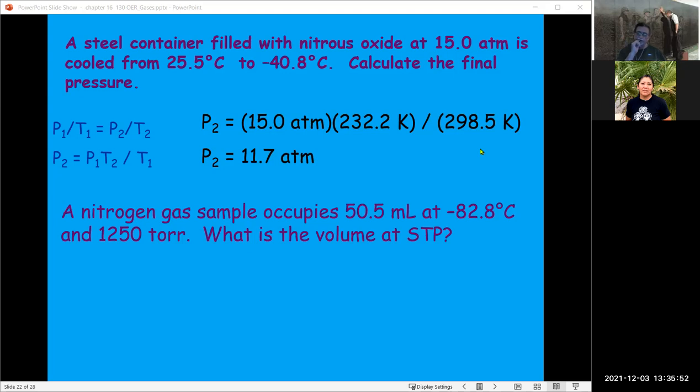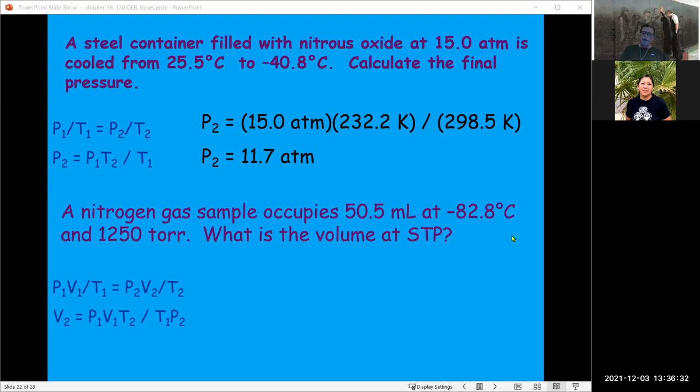Recall we had talked about STP, standard temperature and pressure, which is 0 degrees Celsius and 1 atmosphere. Here, guess what they're telling you? We have a nitrogen gas sample. It occupies 50.5 milliliters at negative 82.8 degrees Celsius and has a pressure of 1250 torr. It wants to know the volume of this nitrogen gas at standard temperature and pressure.